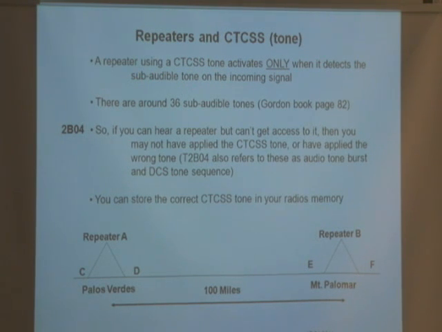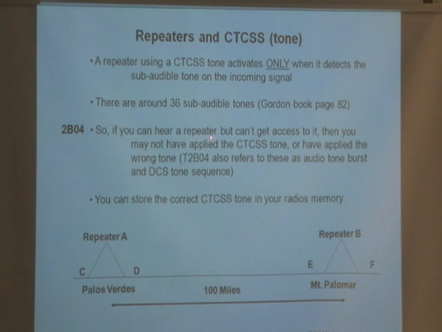So when it hears my signal come in, if it doesn't see the tone that it is programmed for, it will not repeat that signal. There's around 36 sub-audible tones, and you don't have the Gordy book. Gordy book is here, but he has them on one of his pages. It's not important what they are, okay? But it is important when you get your radios to know what tone you're going to use.